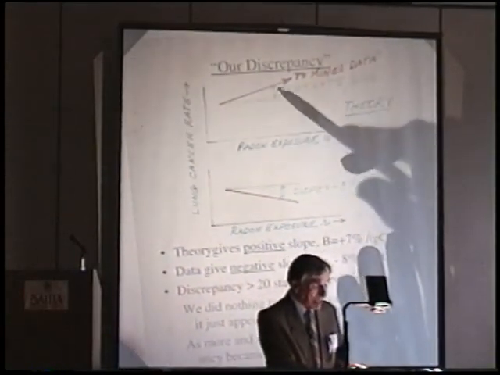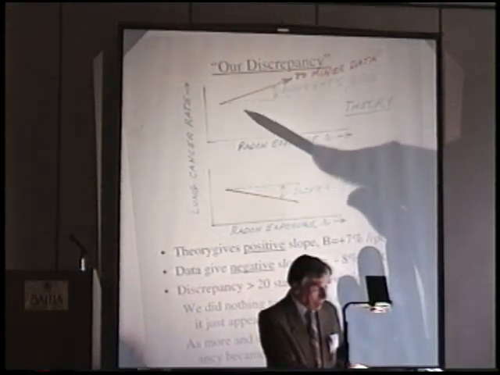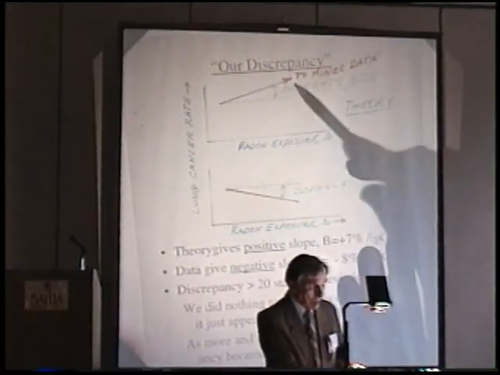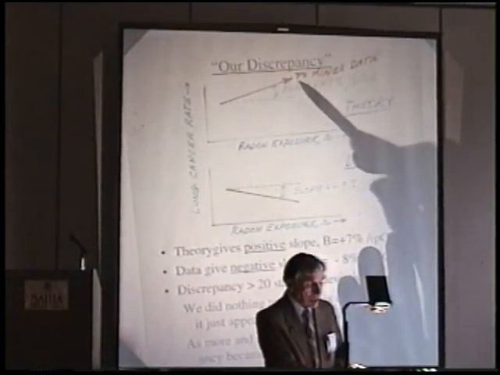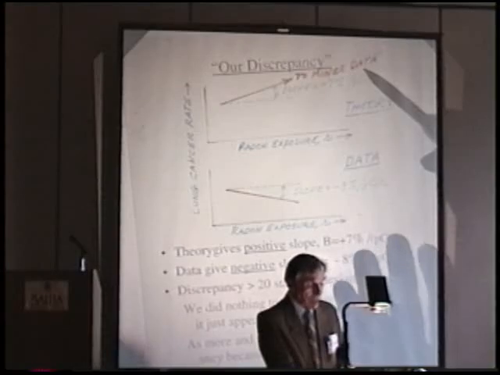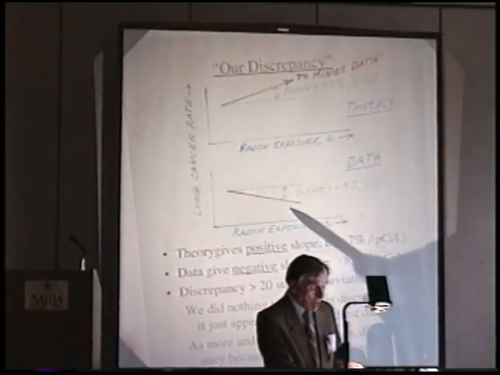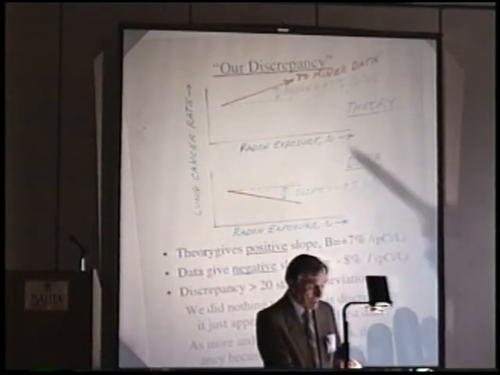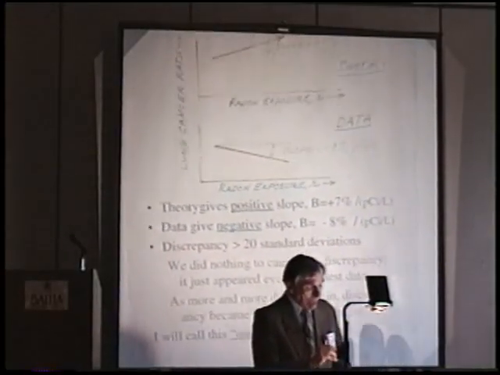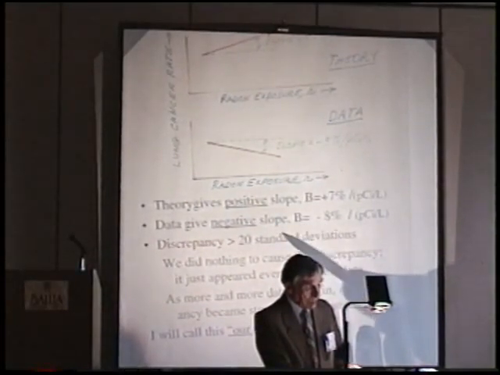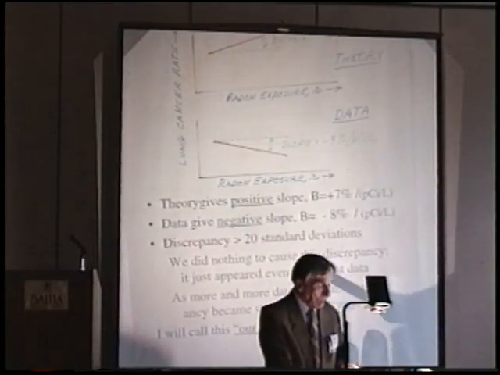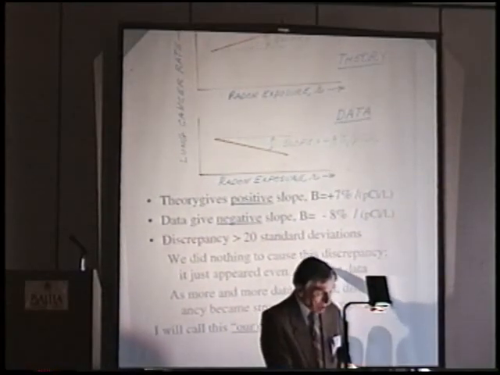Anyhow, just to be sure everybody understands, the lung cancer rate, according to the theory, should increase with increasing radon exposure with a definite slope, and this slope is determined from data on miners, which is obtained at high levels of radon. Whereas the data that we find has this negative slope of minus 8% per picocurie per liter, averaged between males and females. The theory gives a positive slope, the data gives a negative slope, the discrepancy is more than 20 standard deviations.